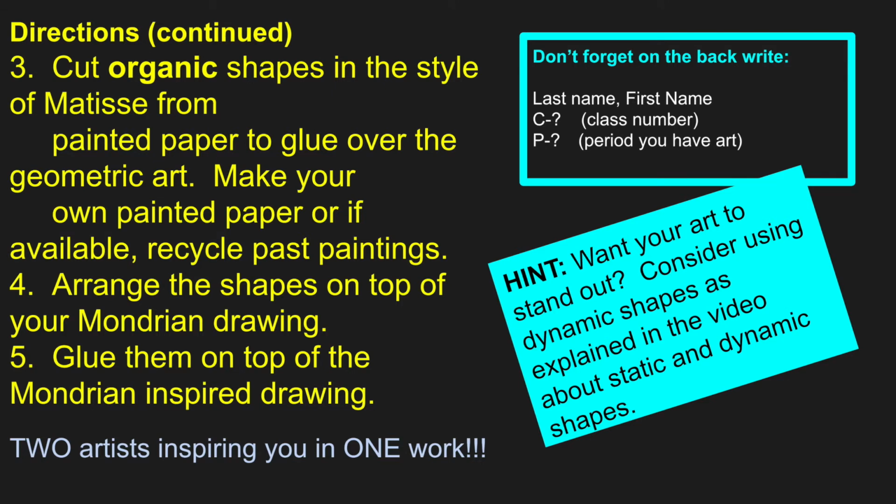Once the background is dry, if you happen to be using paint, you need to cut organic shapes in the style of Matisse from painted paper to glue over the geometric art. You're going to make your own painted paper, or if available, recycle some past paintings. And you just cut organic shapes the same way that Matisse did. The next step is to arrange the shapes on top of your Mondrian drawing, and then glue them down to the top of the Mondrian-inspired drawing. You're getting the benefit of two artist inspirations in one work of art.